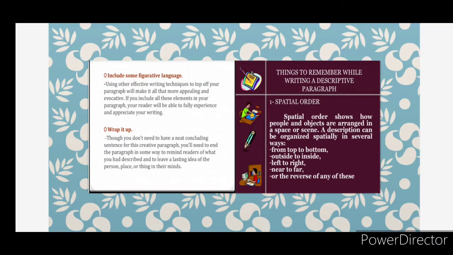Spatial order. It shows how people and objects are arranged in a space or scene. A description can be organized spatially in several ways. It can be from top to bottom, from outside to inside, from left to right, from near to far, or the reverse of any of these. So you need to keep these things in mind while writing a descriptive paragraph. And I'm sure it will definitely leave an impact on the reader's mind.